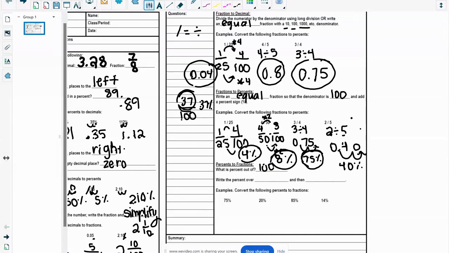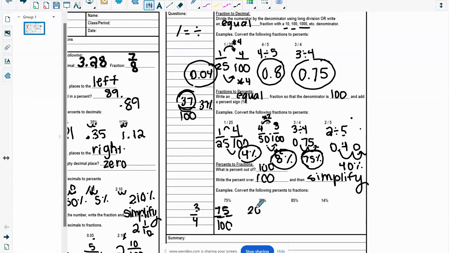Okay, so to write a percent as a fraction is super simple because you just write the percent over 100. And then if the directions say to simplify, you should. If they say you do not need to simplify, you can just leave it. For example, 75% is 75 over 100. That's it. If the directions say to simplify, both those numbers could be divided by 25, which would be equal to 3/4.